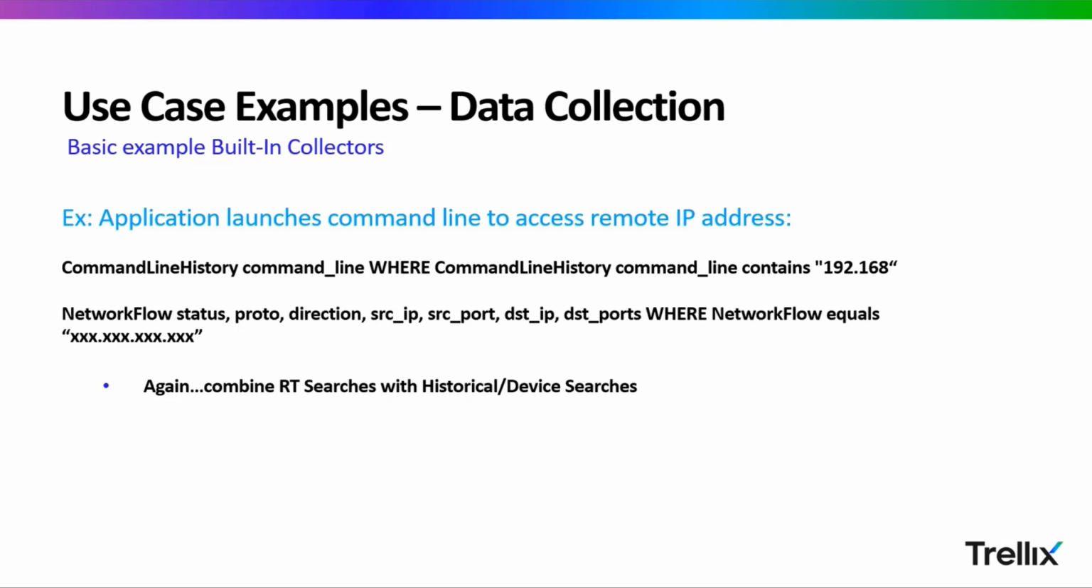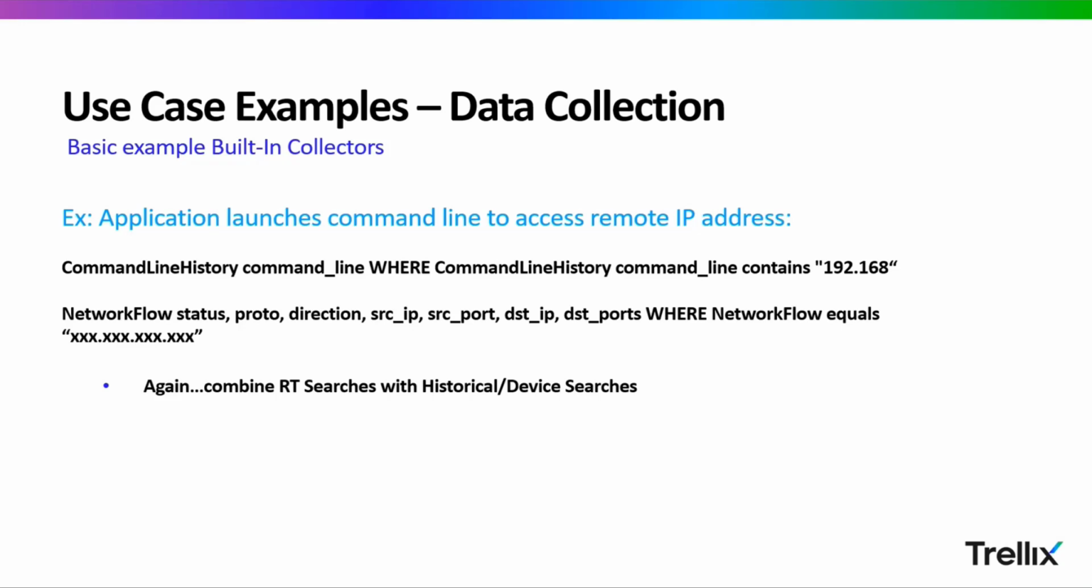If they've not been so clever, then maybe we can pick that up. This is a built-in collector, of course. So we simply would write this in the real-time search screen. In this particular instance, we're going to get the command line output, and then we're going to focus it on a partial IP address. So anything that's going internally to one of the 192.168 addresses.